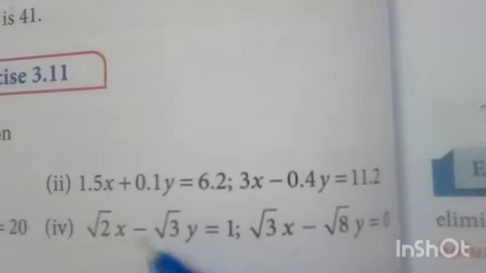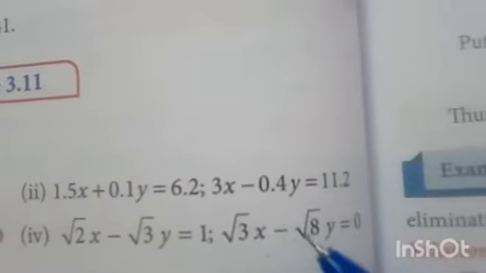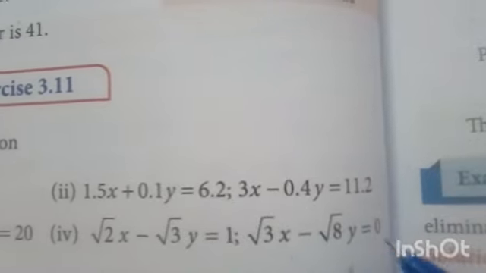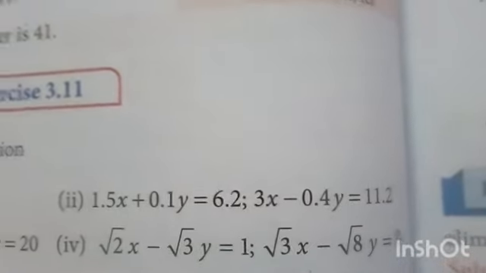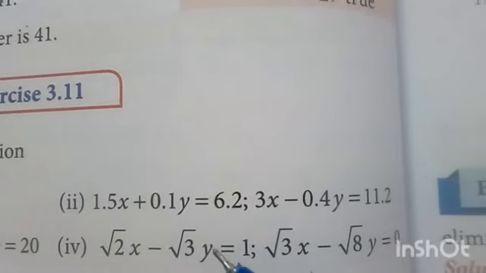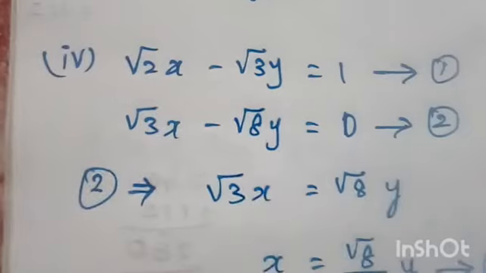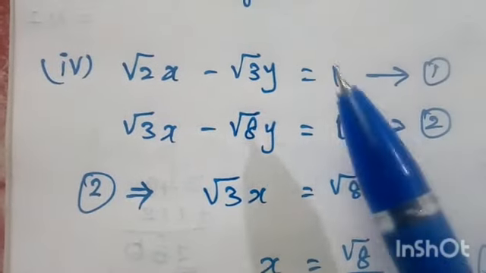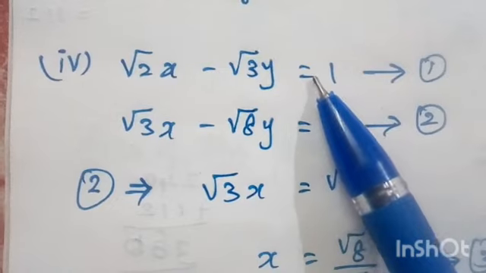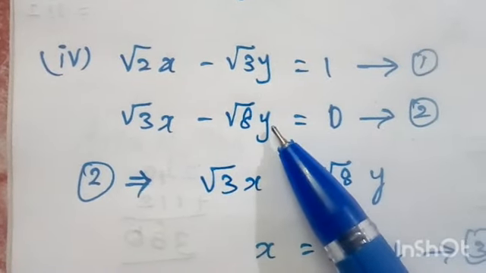Now the fourth question. Root 2 x minus root 3 y equal to 1. Second equation, root 3 x minus root 8 y equal to 0. Compared with the previous problem, the coefficients have a root value. How do we solve this? Listen students, first you have to write the given two equations from the question.